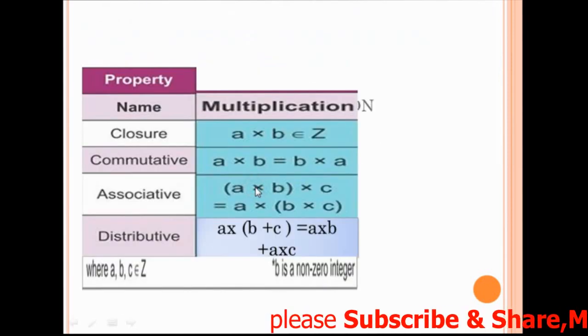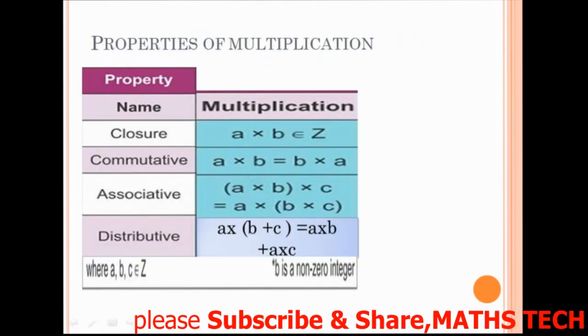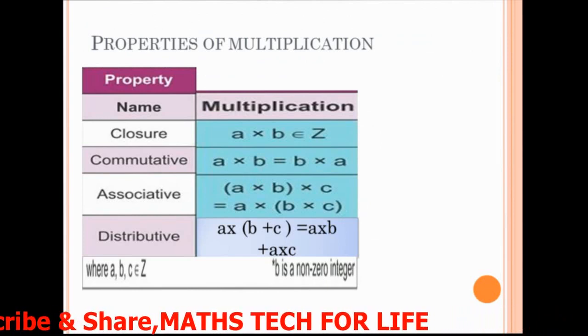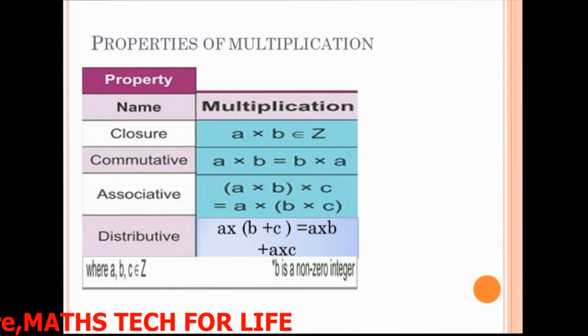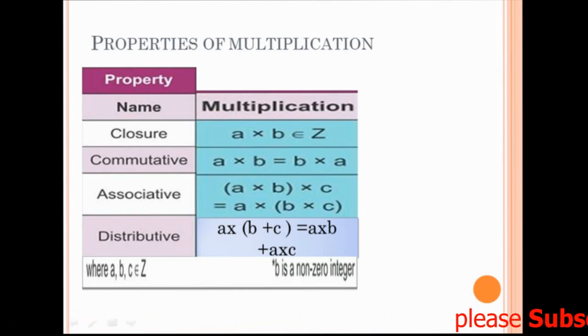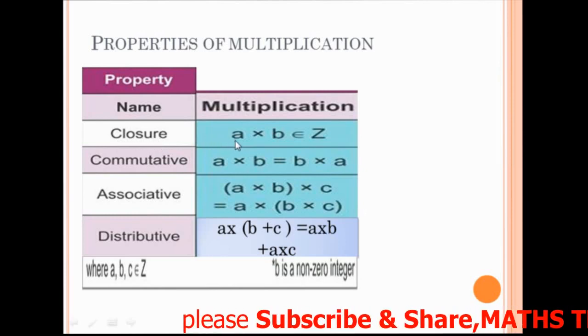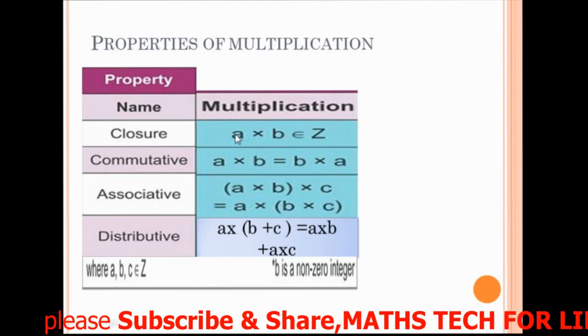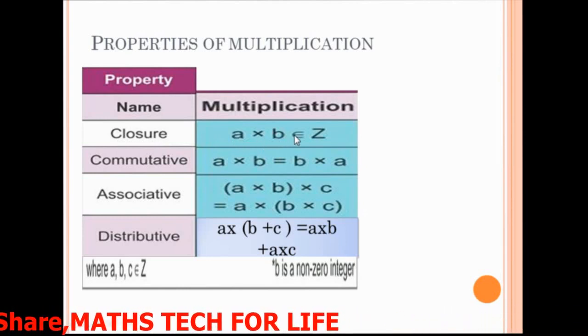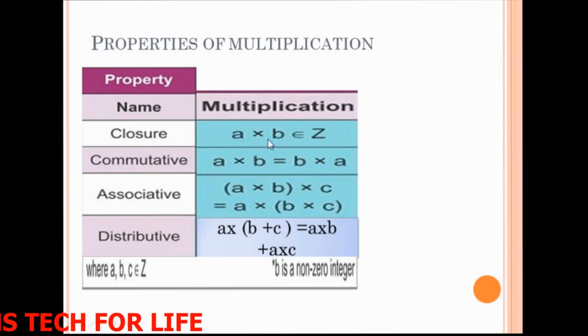Now we are going to learn the properties of multiplication. In addition and subtraction, we learned the different properties of integers. Here we are going to learn the properties of multiplication. The first one, closure property. That is, integers are closed under multiplication. If you take two integers a and b, and you multiply a and b, the product is always an integer. So a multiplied by b belongs to Z. You can say it like that.